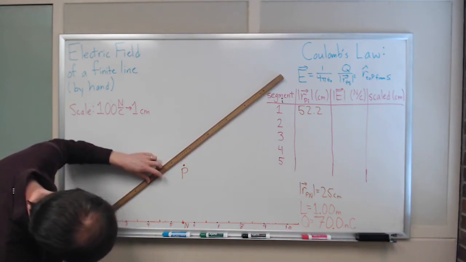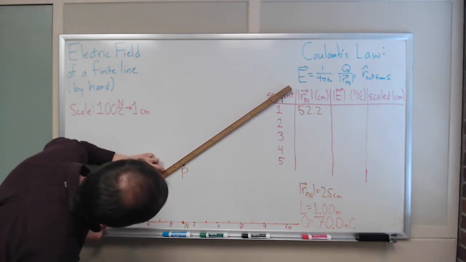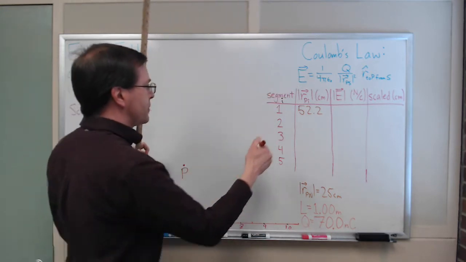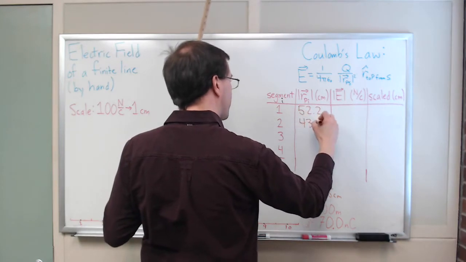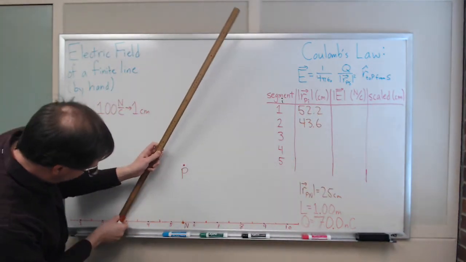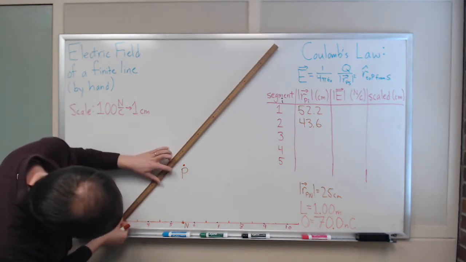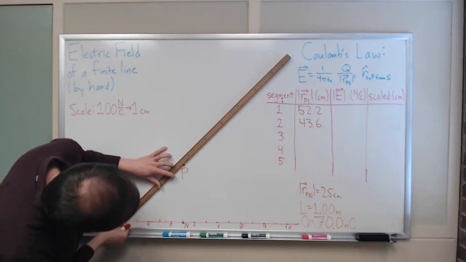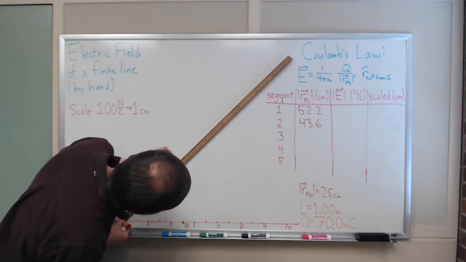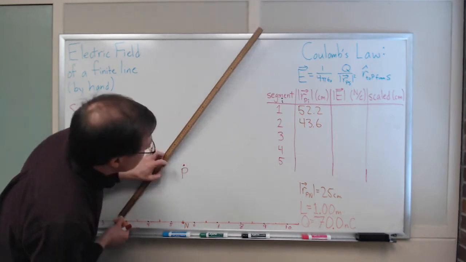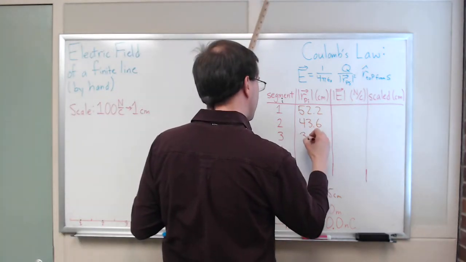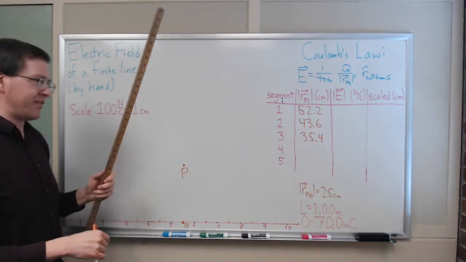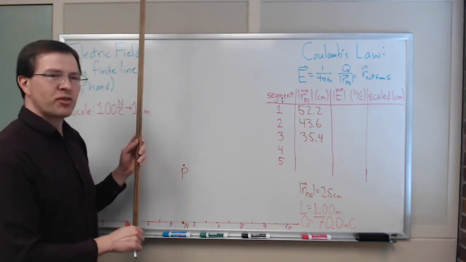See if I can get this right. Distance from point 2 to point P looks like it's 43.6 centimeters. From point 3 to point P should be 35.4 centimeters. This is more precision than I really deserve for this problem because my dot is like half a centimeter wide. But I'm trying to do the best estimate I can.